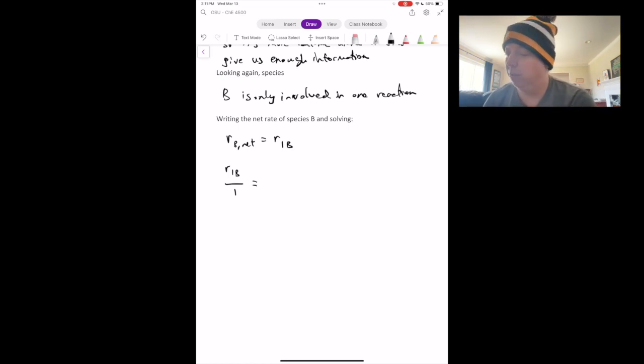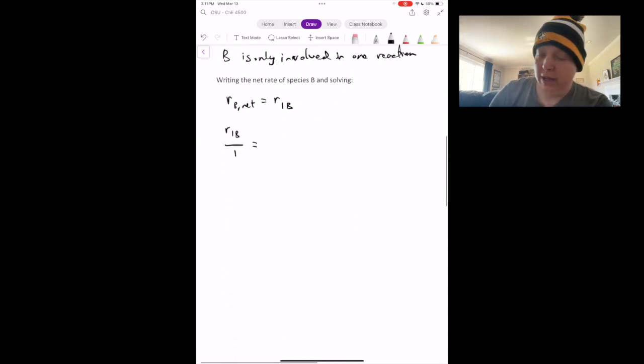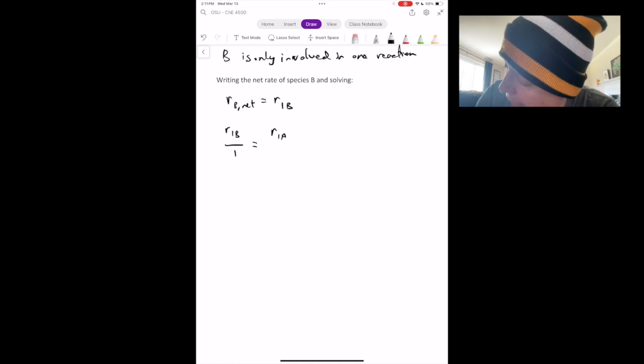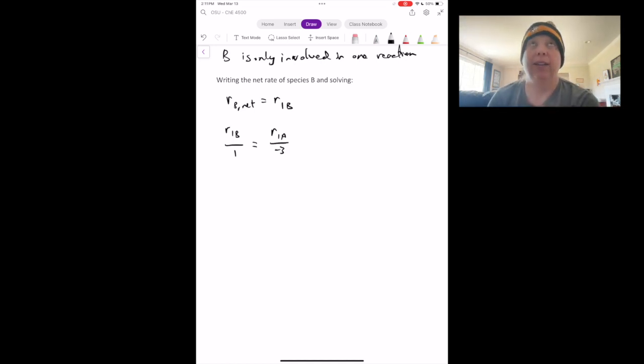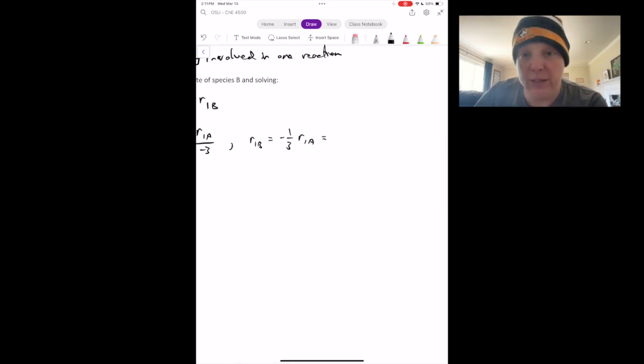Translating this to this reaction, we would say R1B over 1, so B is a product in reaction 1, so it has a positive stoichiometric coefficient, is going to be equal to R1A over minus 3. A is a reactant, so it has a negative stoichiometric coefficient. In that case, R1B is going to be equal to minus 1/3 R1A. We know what R1A is. We're given that. So I can further substitute in. This is going to be 1/3 times K1A times CA.